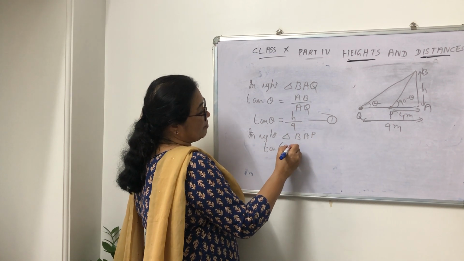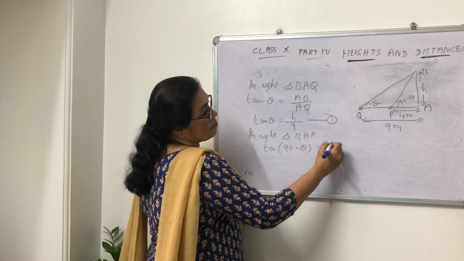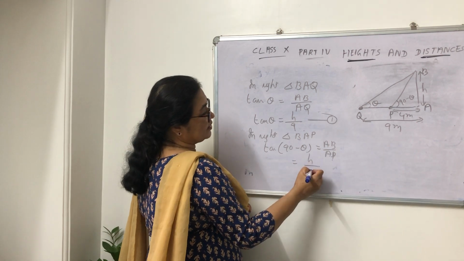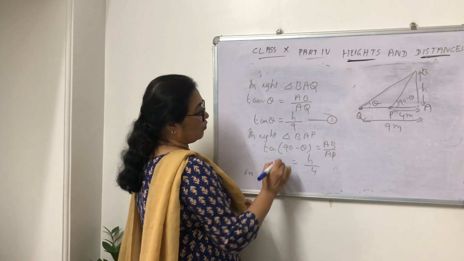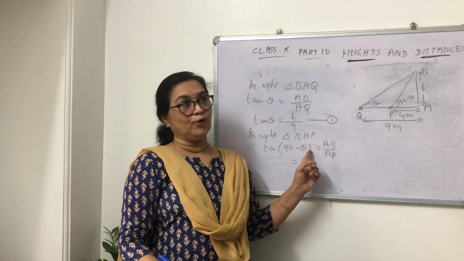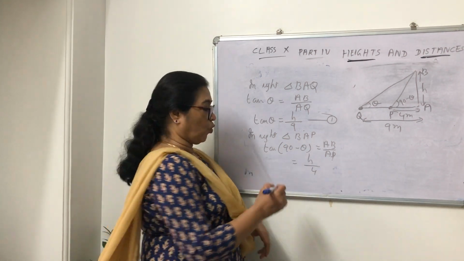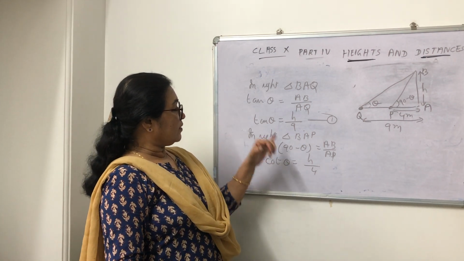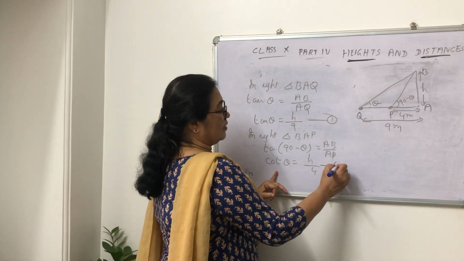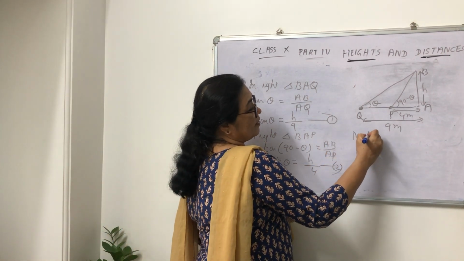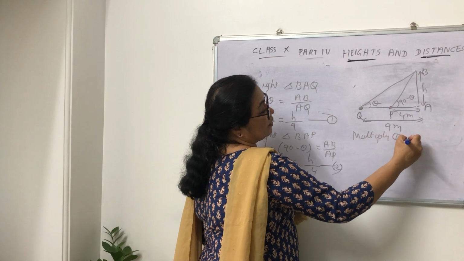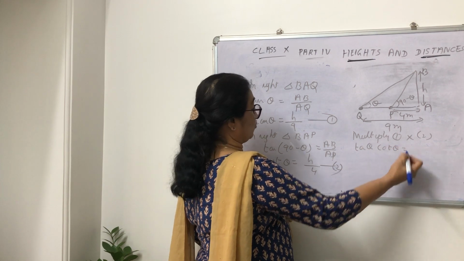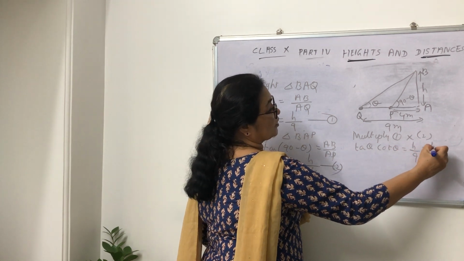Tan 90 minus theta is AB by AP. So AB is h, AP is 4. So what is tan 90 minus theta? You know, tan 90 minus theta is cot theta. So cot theta, this is tan theta, this is cot theta. So multiply 1 into 2. So it is tan theta into cot theta equal to h by 9 into h by 4.